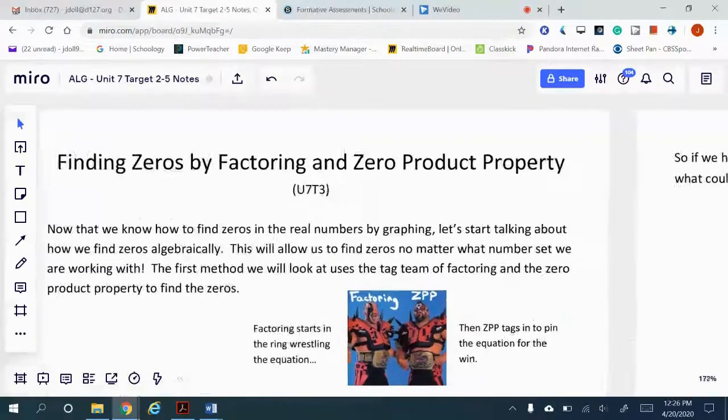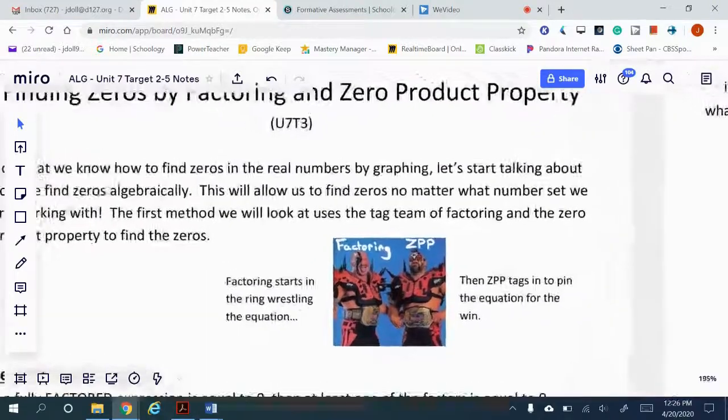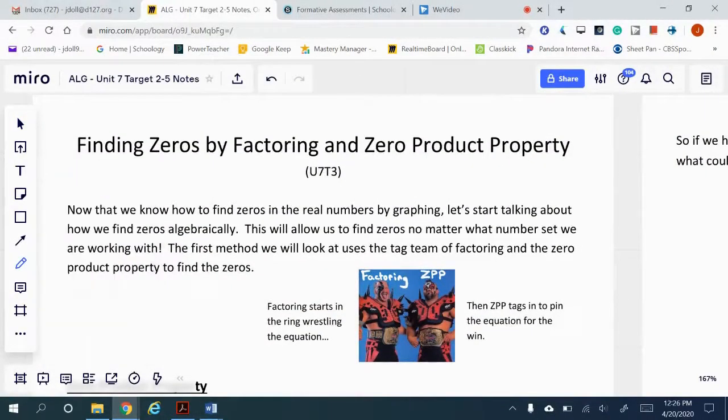All right. Well, one way to do that is to use a tag team approach. Factoring is a process we should already know pretty well, hopefully. If we need to go back to Unit 6, especially Unit 6, Target 2C, where we were factoring quadratics, that specifically is going to be really important. But what we're going to introduce here is a tag team partner for factoring, because factoring alone can't find zeros. But if we combine factoring with the zero product property, well, then we've really got a pretty powerful combination to algebraically find zeros from an equation.